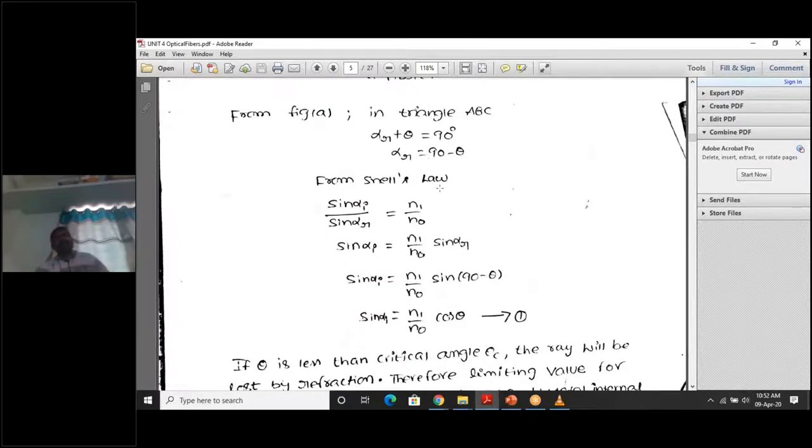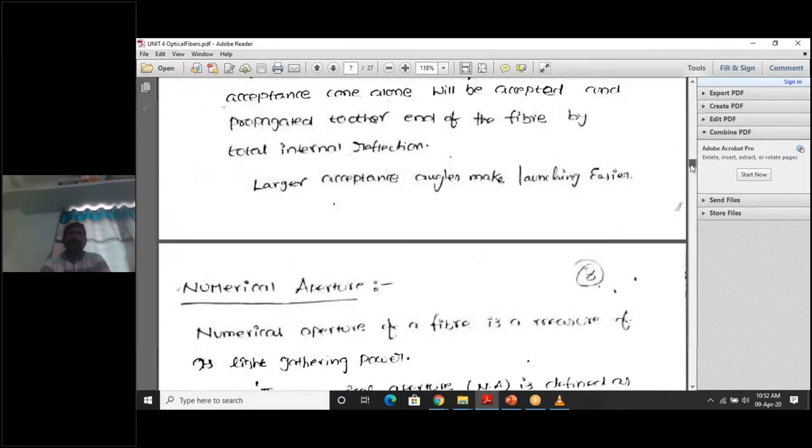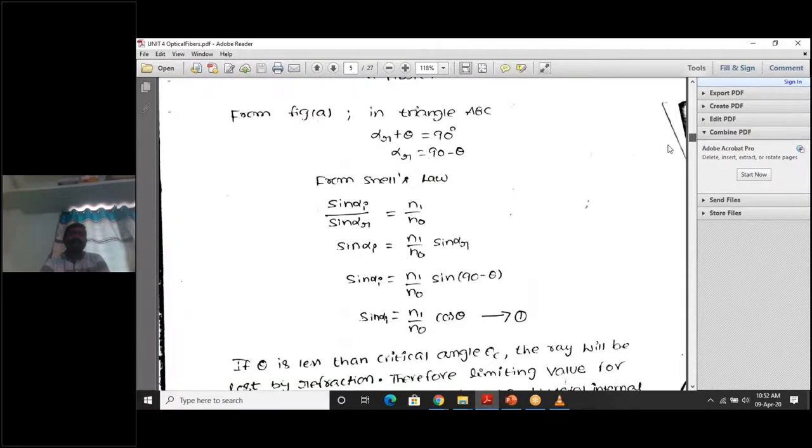So from Snell's law, sin I by sin R is equal to mu 1 by mu 2. Like that, sin alpha I, where alpha I is the angle of incidence in the first medium, and alpha R is the angle of refraction.